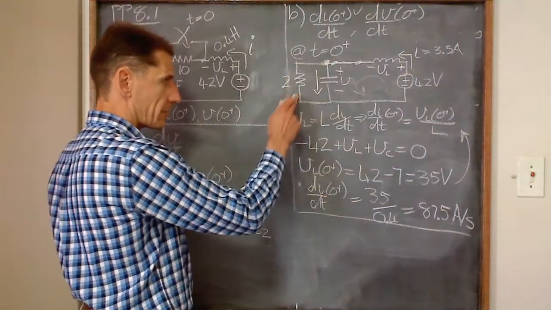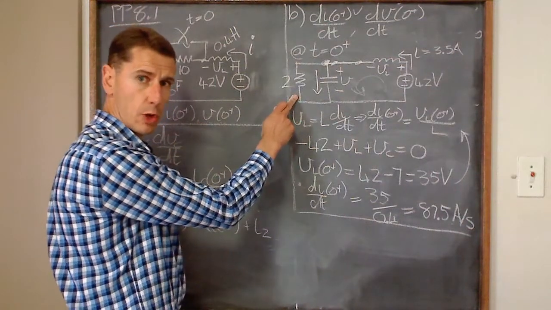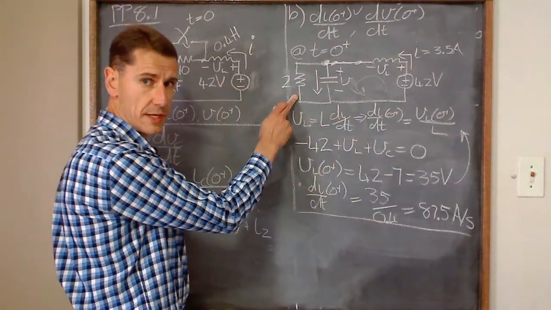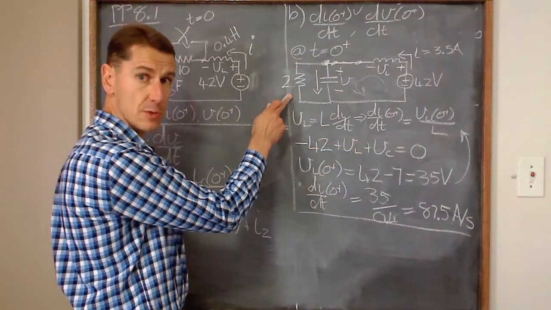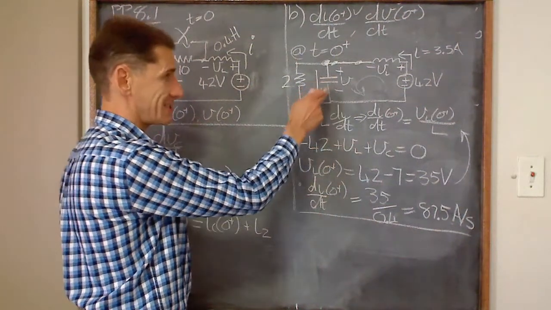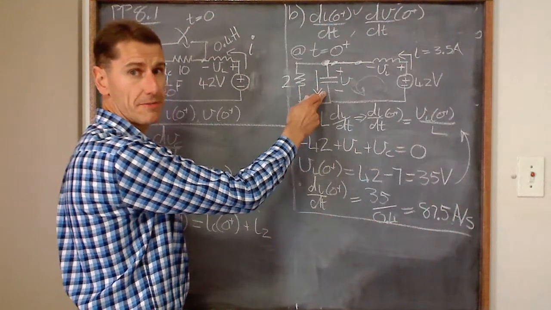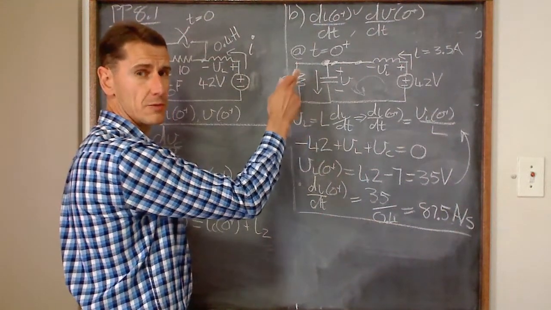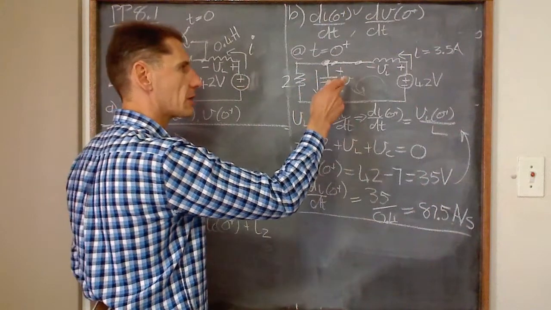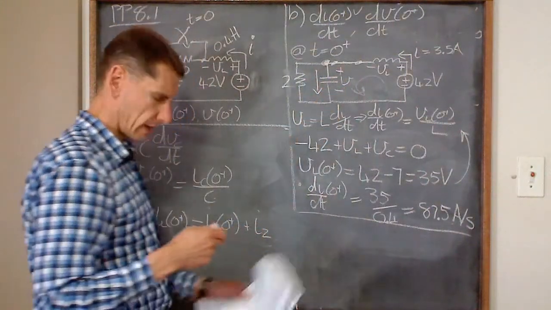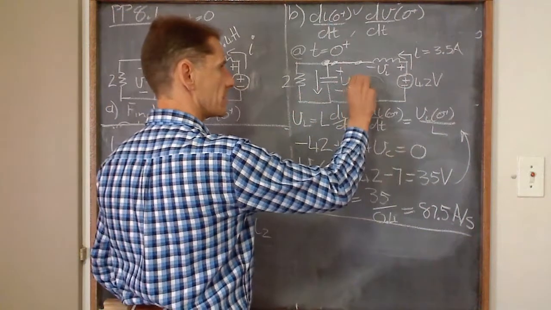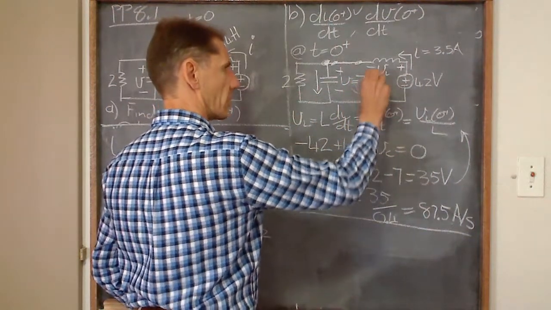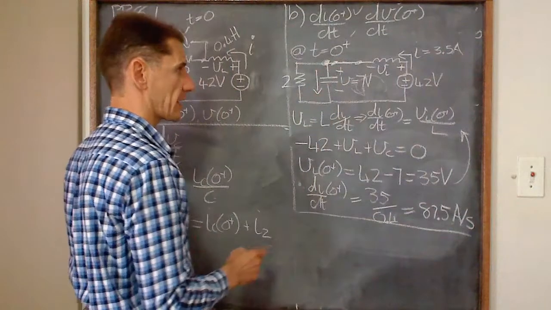To find the current through a resistor, I need to know what the voltage across the resistor is. Do I know the voltage across this resistor? Yes, we do, because it's just the capacitor voltage. So if I have the capacitor voltage, I can find the resistor current. Do I have the initial capacitor voltage? Yes, we calculated that as, what was it? 7 volts. So we know this is 7 volts for time 0 plus.